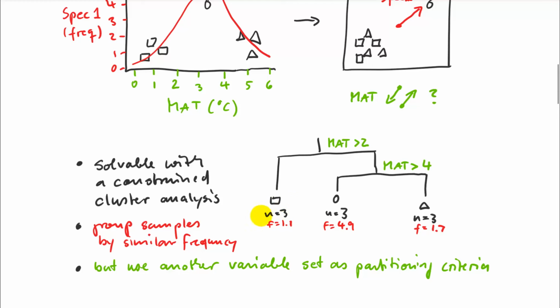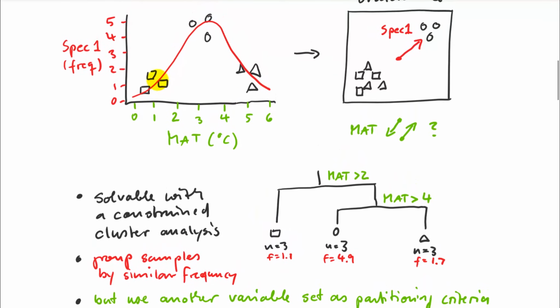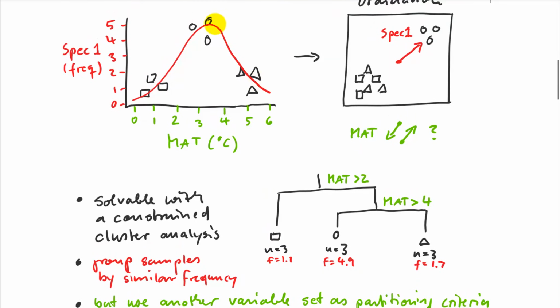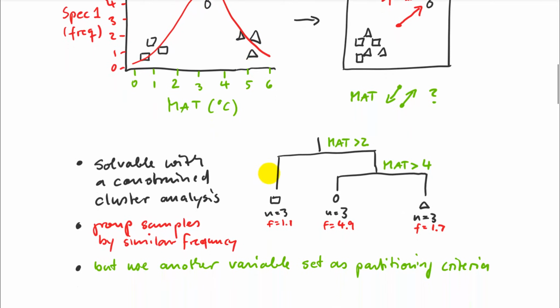So, for example, my species frequency. In this case, I would probably group my squares and my triangles together, and my circles. So it doesn't quite give me what I want. But I can use a second set of variables as my predictors, and that's what regression tree analysis does. So I'm grouping one set of variables, but I use another variable set as partitioning criteria.